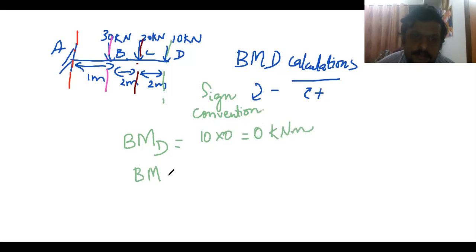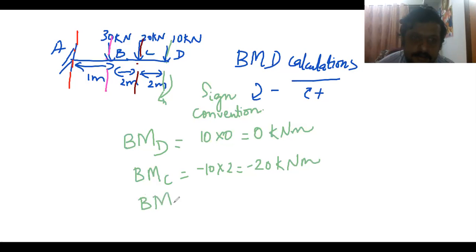Bending moment at C will be at this particular point. At C, the load is 10, acting with respect to C at a distance of 2. It is going like this. So that is in what sense, students? That is your clockwise. Clockwise is negative. So minus 10 into 2, force into distance. So minus 10 into 2 will be minus 20 kilonewton meter.